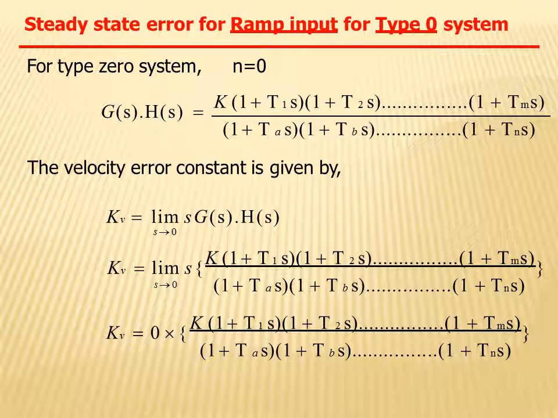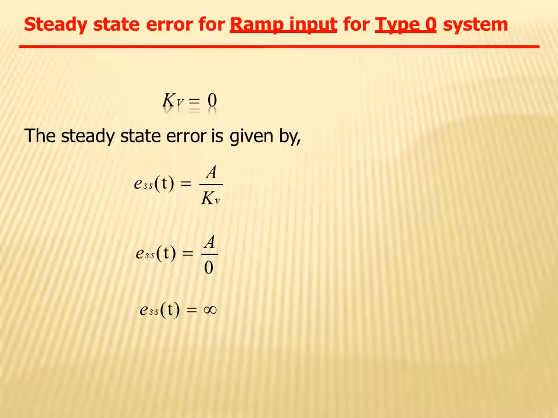Now put the value of G of s into H of s. Then next step is take the limit. By taking limit, s will become 0. Hence Kv is equal to 0. And the steady state error is given by ESS of t is equal to A upon Kv. So here Kv is equal to 0. So the steady state error for ramp input for type 0 system is infinity.